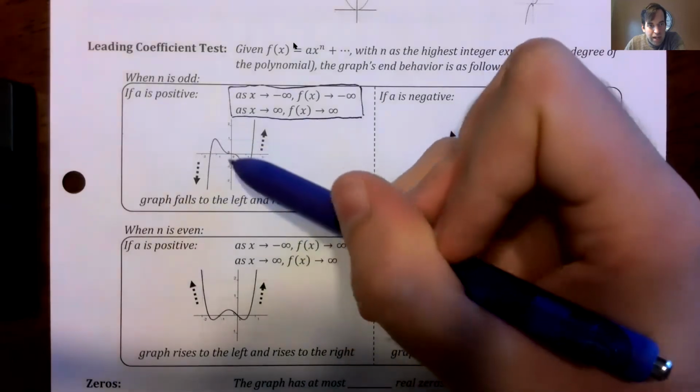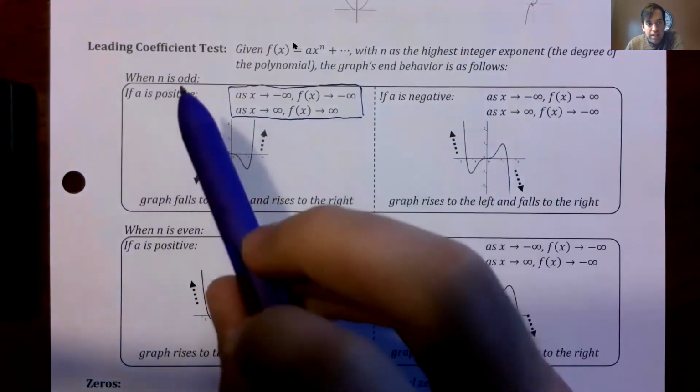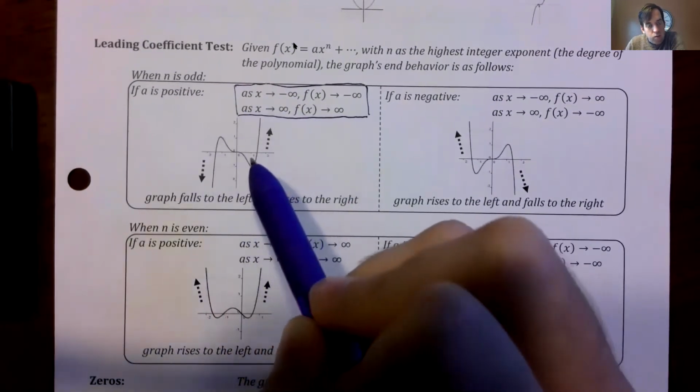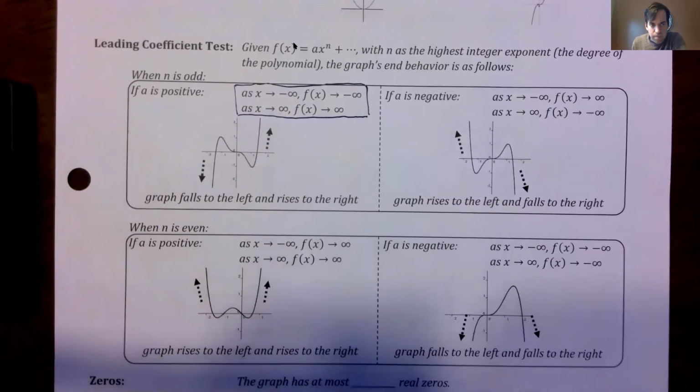All right, what's happening in the middle with all these curves, we don't know based off of this test. There might be like 15 different humps in here. I don't know. All we know is the end behavior, what's going to happen as we get to the edges.